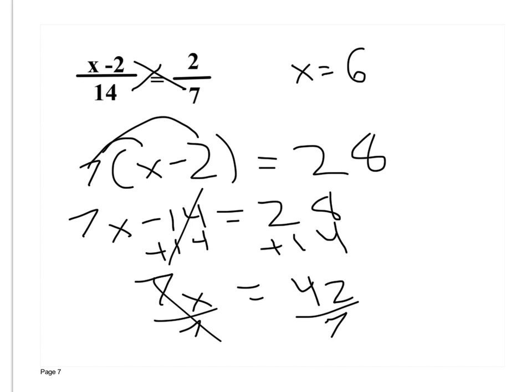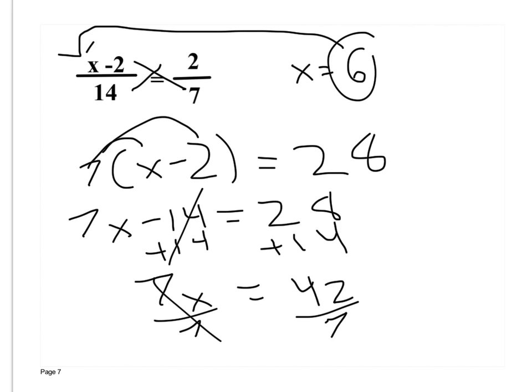We can check our answer. Plug 6 in here. What is 6 minus 2? 4. 4 over 14, is that equal to 2 over 7? Yes, it is. When they give you something like this, it is an equivalent expression, but they want you to figure out what x is. Okay? So there's not a yes or no on this.